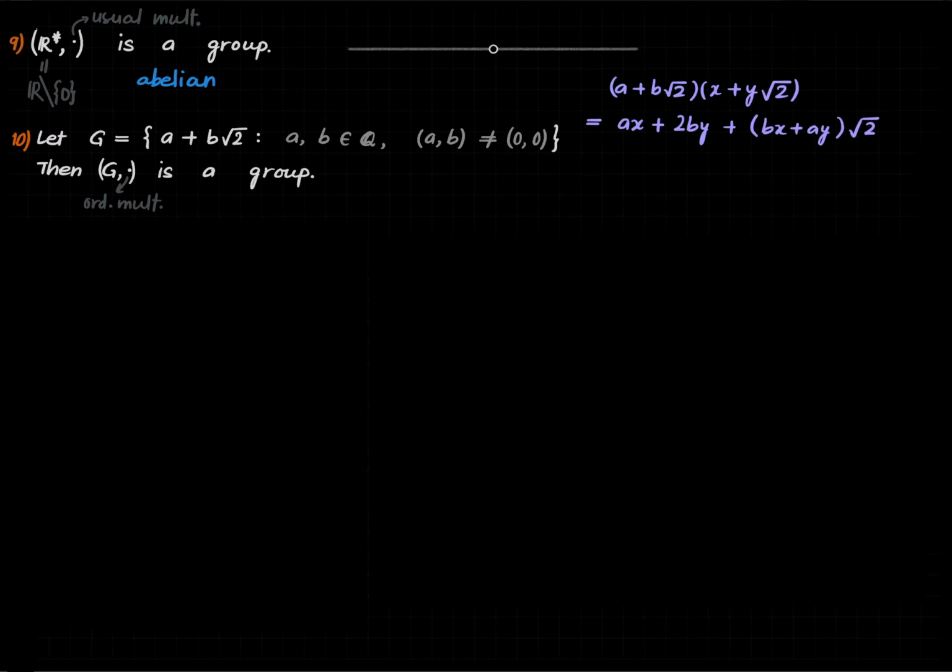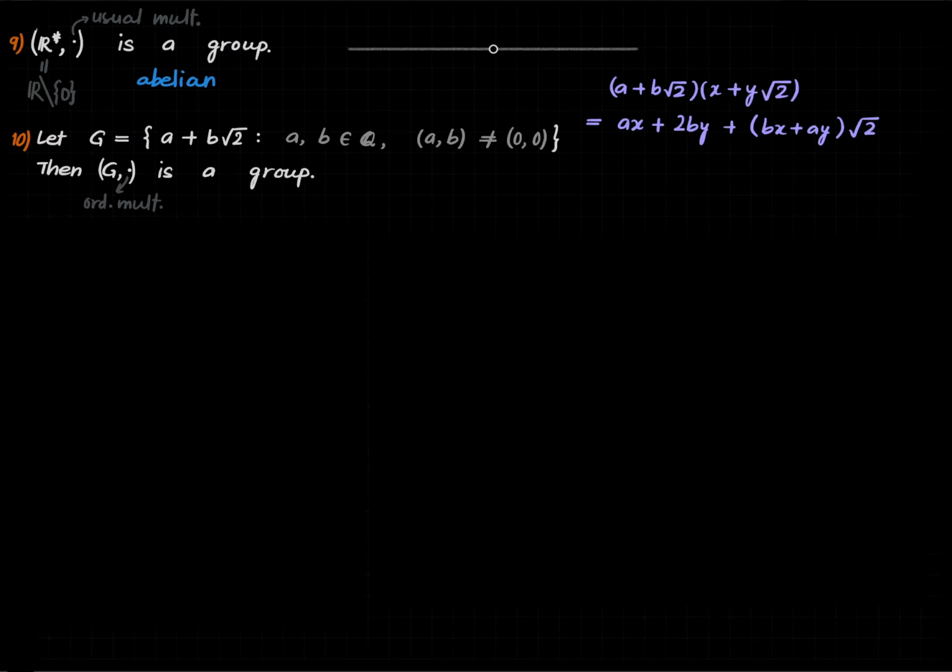Then we need to think about identity. Identity is clear because 1 plus 0 root 2 is just 1, and that is available here, and that acts as the identity of this set so far, not a group. We are trying to prove that it is a group. So the identity also exists.